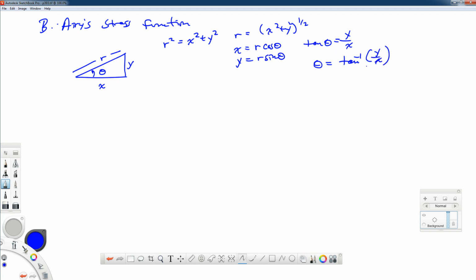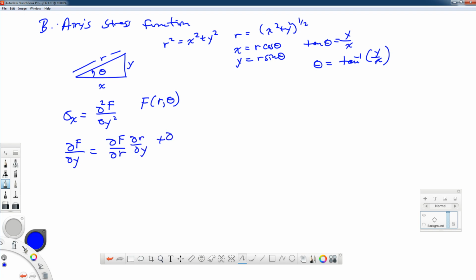All right. Well, let's look at this from the perspective of calculus. From Airy's stress function, we had it expressed as sigma x is equal to the second partial of f with respect to y twice. Now, suppose Airy's stress function is a function of r and theta. Well, if we want the partial derivative of f with respect to y, we would take, by our chain rule, the partial of f with respect to r times the partial of r with respect to y, plus the partial of f with respect to theta times the partial of theta with respect to y.